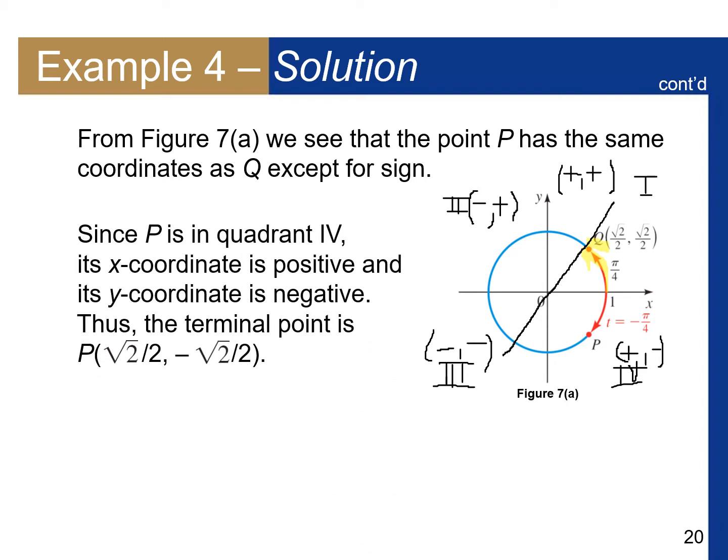So instead of the square root of 2 over 2 and the square root of 2 over 2, my y value is going to be negative square root of 2 over 2 because it has to be to go down here below the x-axis.